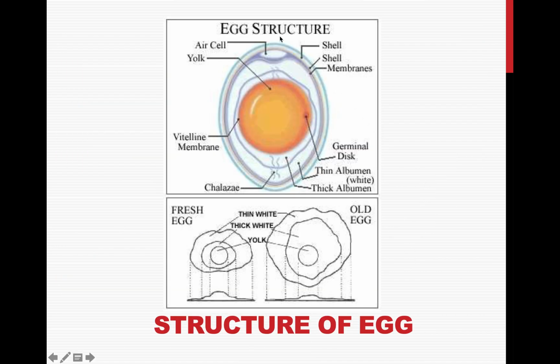So here is a diagram of egg structure. The sac-like structure is called the air cell. This bigger yellow portion is called the yolk. The yolk is surrounded by a thick albumin layer, and after that there is a thin albumin layer. The spot on the yolk indicates the germinal disc. This entire material is enclosed in an elastic membrane called the shell membrane, and above that membrane there is a calcium hard shell.